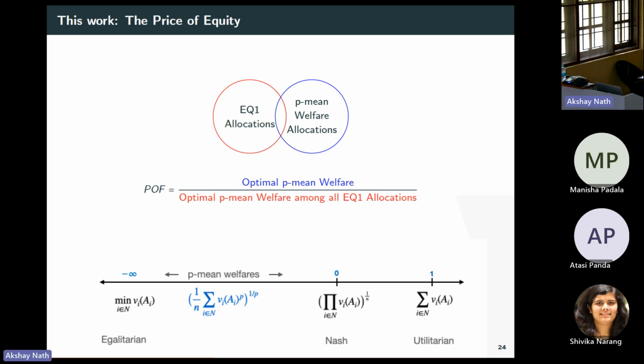So which makes a rich agent, which tries to balance out the evaluations among all the agents. It does not make the rich agent richer and the poor agent poorer. It tries to create a sort of balanced allocations, which is our focus in fairness. So we'll focus on these P-mean welfare notions for P less than or equal to 1.